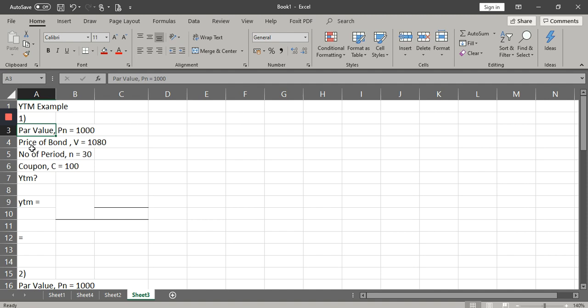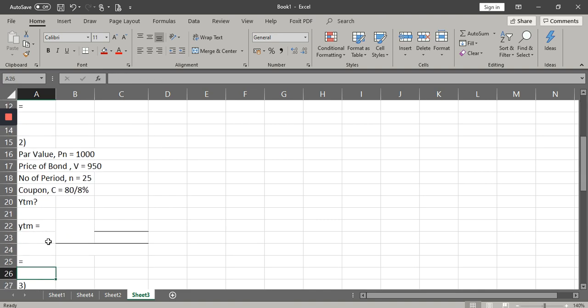Par value equals 1,000. Your bond price is 1180. Your number of periods is 30. Your coupon is 100. So calculate yield to maturity. That is the first question. This is the second question, all right, with a different bond price, number of periods, and coupon rate.